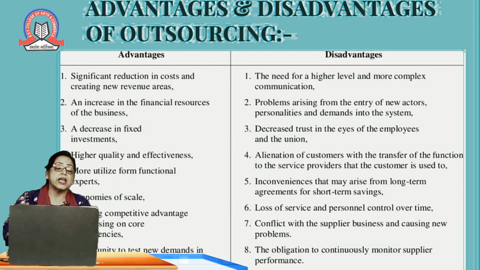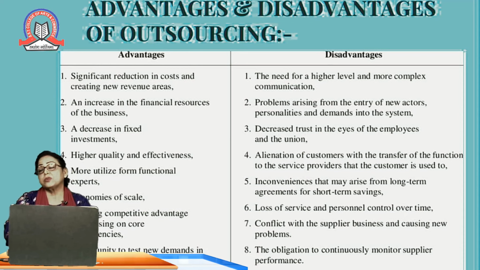A decrease in fixed investments. We are not investing in any fixed setup for calling people, interviewing them, or recruiting them. We are simply going for outsourcing. Things are getting readily available. Higher quality and effectiveness. We are getting qualitative and efficient employees with proficiency at work. More utilization of functional experts. Here, functional experts are working as outsourcing agencies, so they are giving us the same.